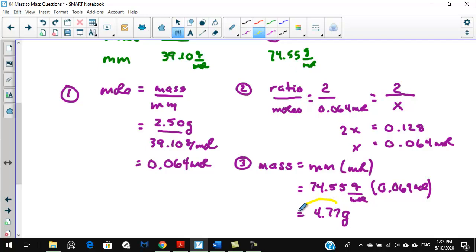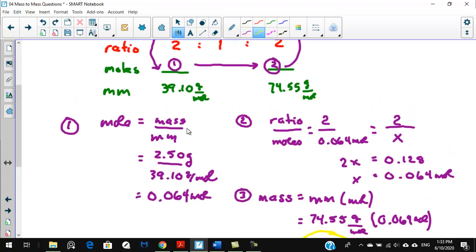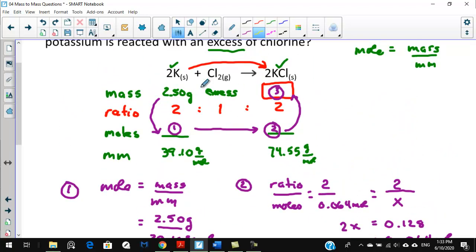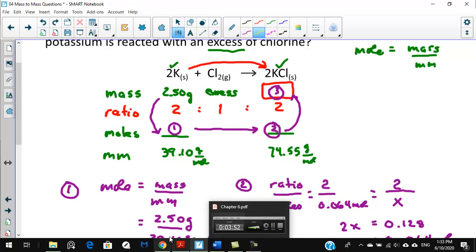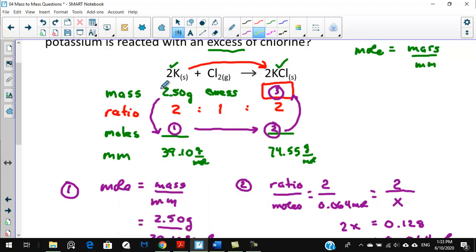What mass of potassium chloride are we able to make if we start out with 2.5 grams of potassium and an excess of chlorine? Okay. So there's a lot to these. If you're overwhelmed, I understand. But we'll do another one together. I'll post another one in a separate video so you can take a break for a minute.